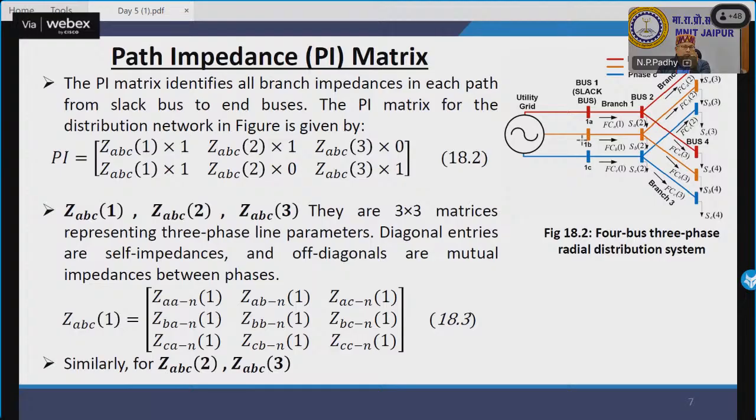Now, in the case of 18.2, I would like to reiterate that the PI matrix I have obtained is when I am moving from 1 to 2 to 3 only. If I move from 1 to 2 to 4, then I will have another PI matrix, which is slightly different. Are you getting my point? In case of 18.2, I am moving from 1 to 2 to 3. So the first row represents 1 to 2, the second represents 1 to 3. Am I right? But I can also move from 1 to 2 to 4. In that case, I need to define what ZABC4 is and I have to add this element.